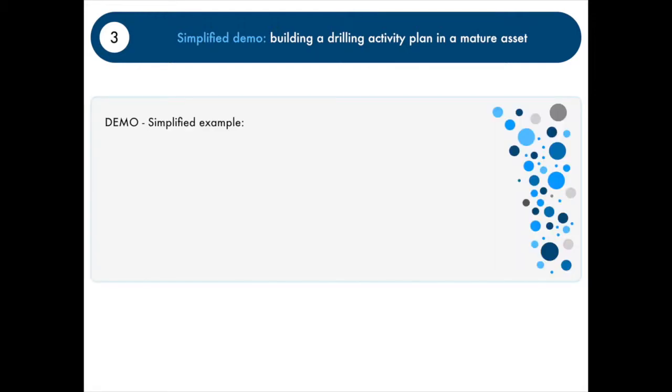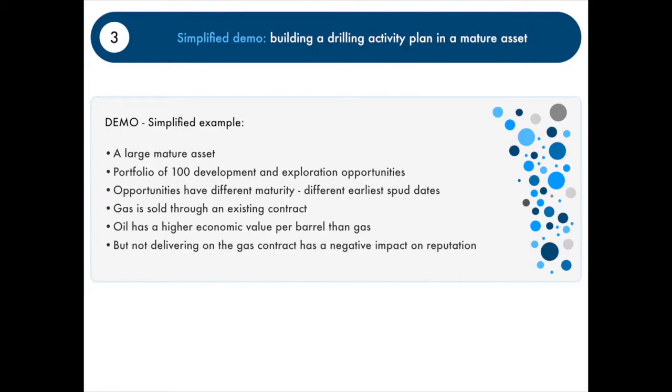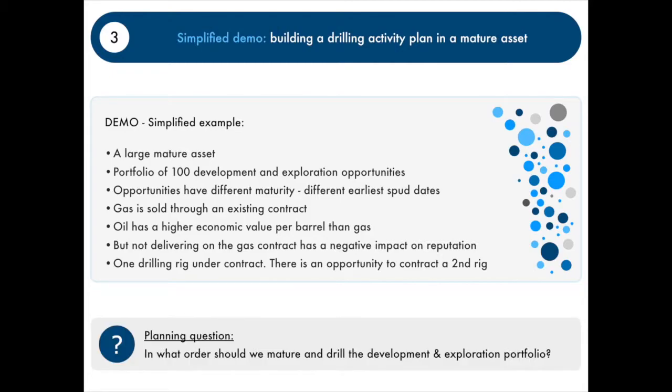This demo is based on a simplified example to demonstrate the strength of our approach. Consider a brownfield asset with an extensive portfolio of drilling projects. Each project has a different maturity and can only be executed beyond a certain earliest spud date. Gas is sold through an existing contract, and meeting that contract is important from a reputation point of view. But oil has a higher economic value per barrel. Execution capacity is limited to a single drilling rig. The objective of the game is to construct a plan that executes the drilling portfolio in the optimum sequence.